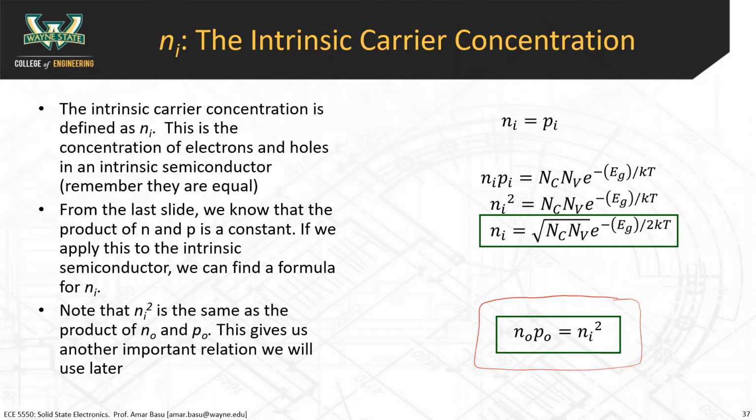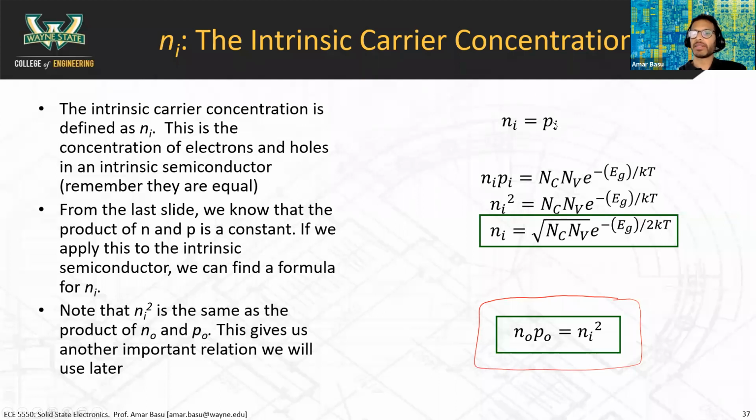Ni is equal to Pi. That's the thing up here. But what we're going to find out here is that N times P is equal to Ni squared. It's equal to a constant. What this means is that I like to think about it as kind of like a seesaw.